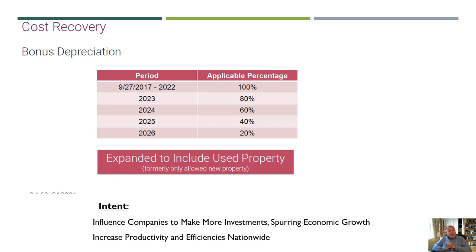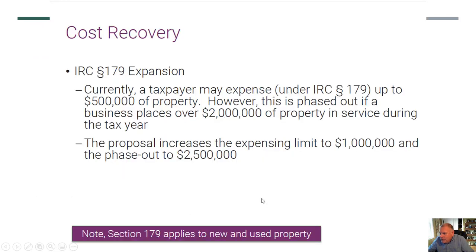Previously, it was only allowed to new property, and it was expanded to include used property. But again, it's meant to influence companies to make more investments, spurring economic growth, increased productivity, and efficiencies nationwide. We haven't seen that. As you go back to our original discussion on the macro environment, what we see is that consumer spending is still driving the economy. So the impact did not happen as intended.